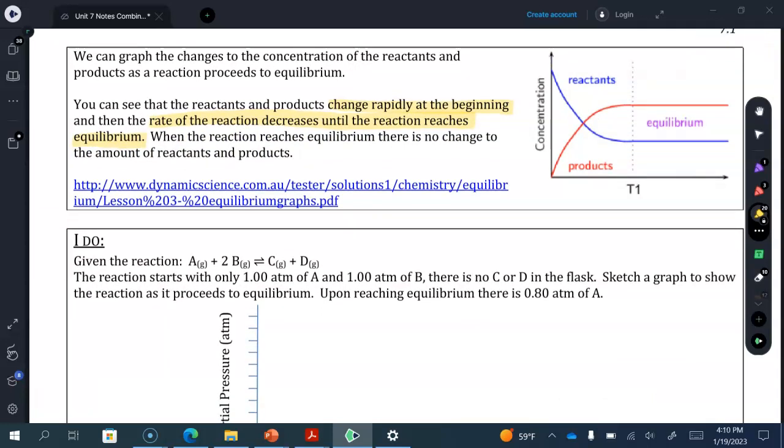We can graph changes to the concentration of reactants and products as a reaction proceeds to equilibrium. You can see that the reactants and products change rapidly at the beginning in the graph to the right, and then the rate of the reaction decreases until the reaction reaches equilibrium, where we see that the concentrations don't change. It's still reacting, but the rate is not changing. When the reaction reaches equilibrium, there's no change to the amount of reactants and products.